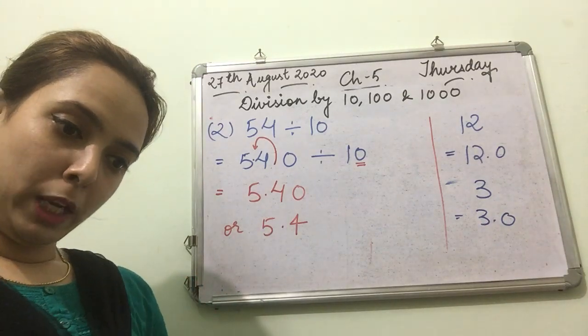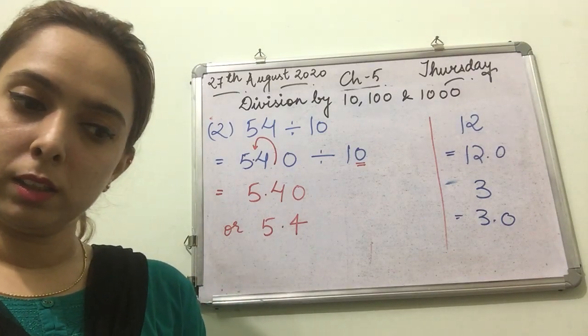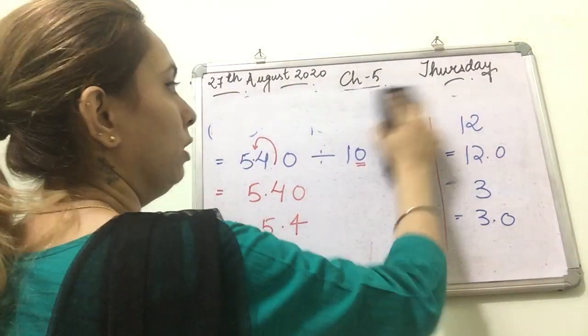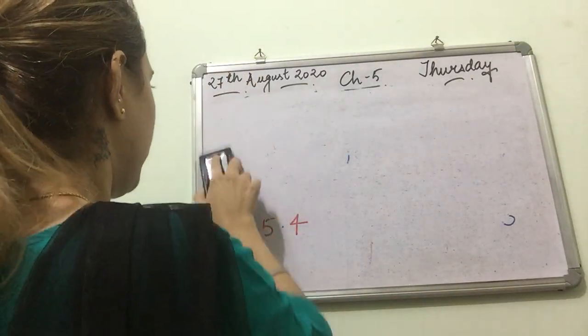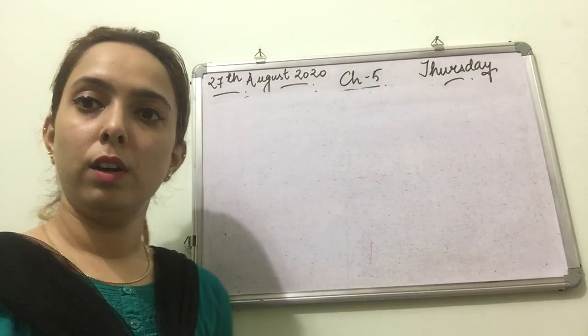So I would like to explain to you the B part of 5.15. Here this method is totally new for you.